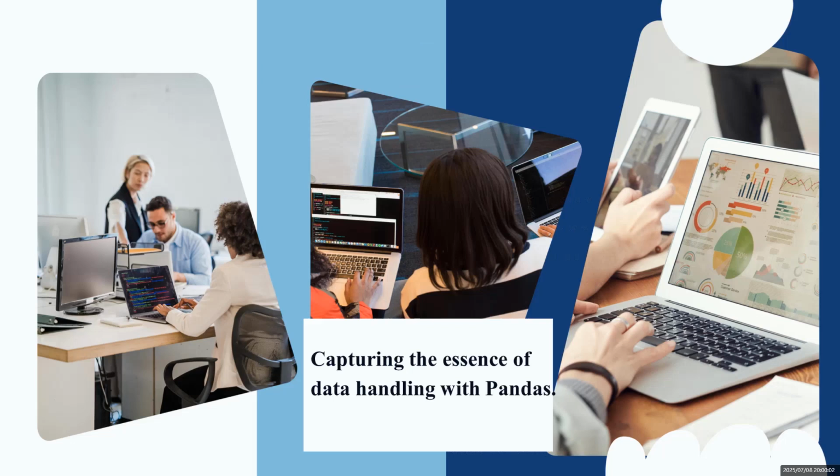Now, capturing the essence of data handling with pandas. In our day one, we talked about pandas as one of the libraries we have installed. So please, if you want to learn about pandas, look at the day one lecture, and you'll be able to see more explanation there and the official link which I provided during the class.